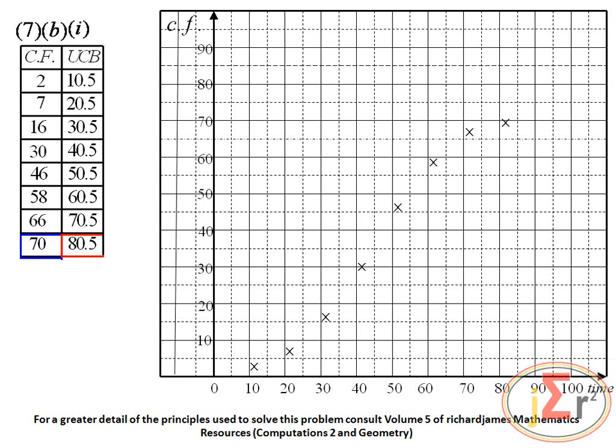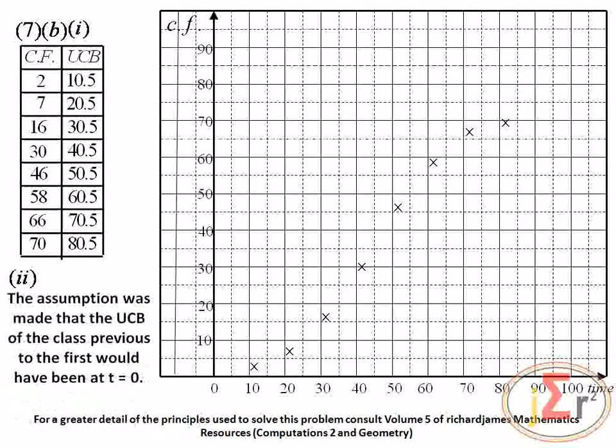And what would be the assumption there? The assumption would be that the upper class boundary of the class previous to the first would have been at 0. So that's the assumption that would have been made, that the upper class boundary of the class previous to the first would have been at t is equal to 0. And then we complete our curve. For a computer generated curve, I think that is very smooth.